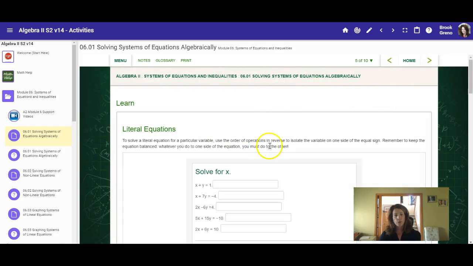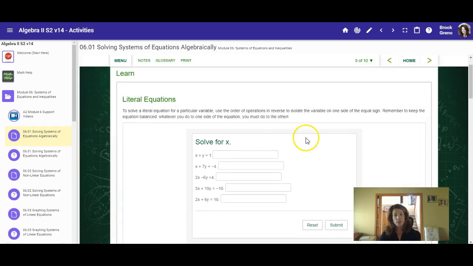On page 5, we get literal equations. So this is the topic always, I feel like even in Algebra 1, sometimes literal equations, what does that mean? So really, this is just rearranging an equation, which is a huge skill in algebra, being able to take an equation and get it alone for a different variable.